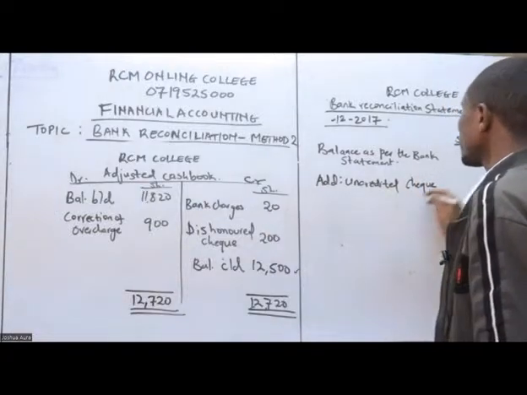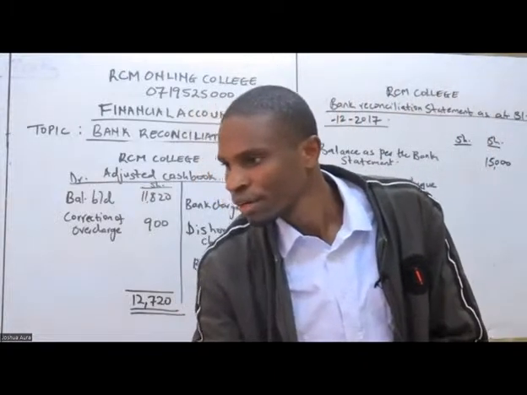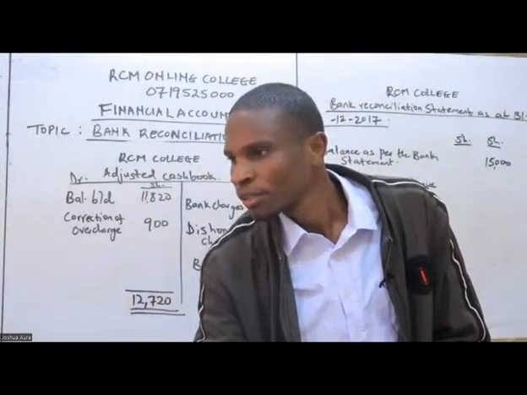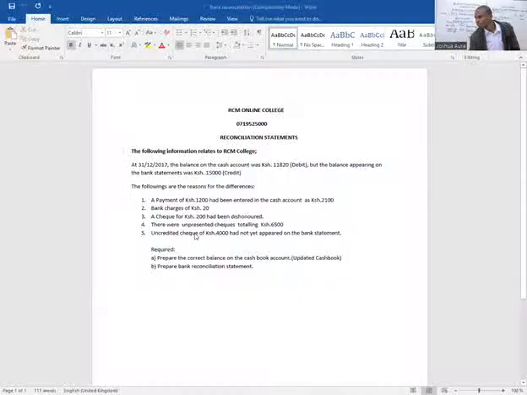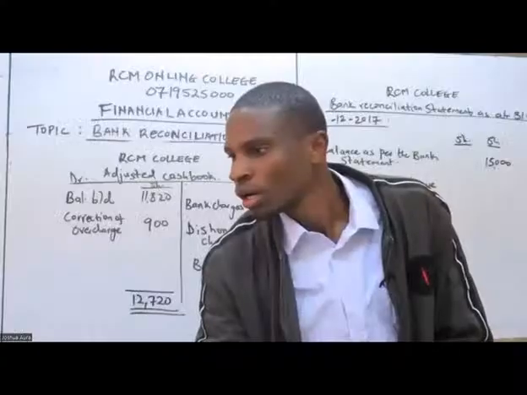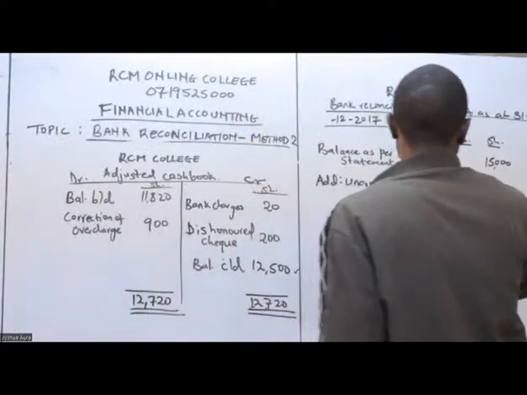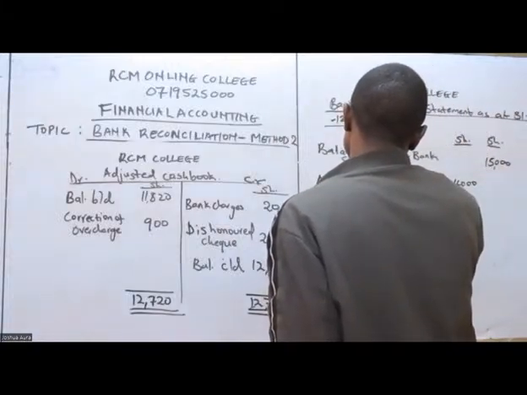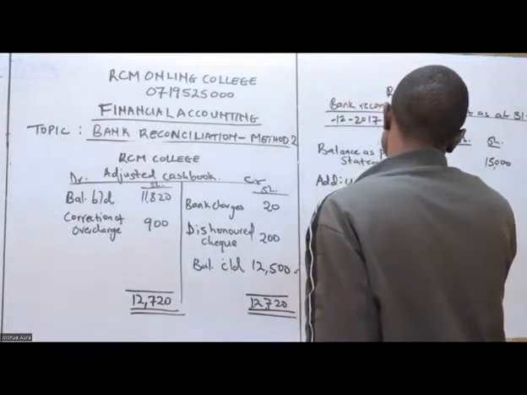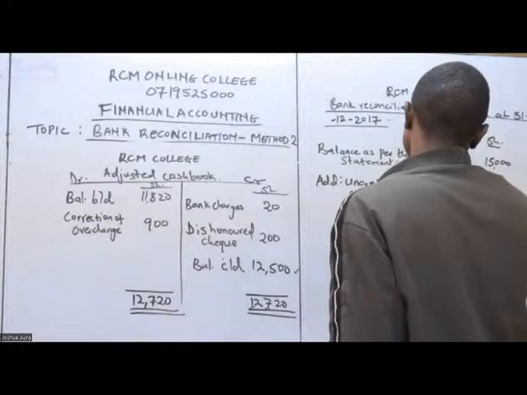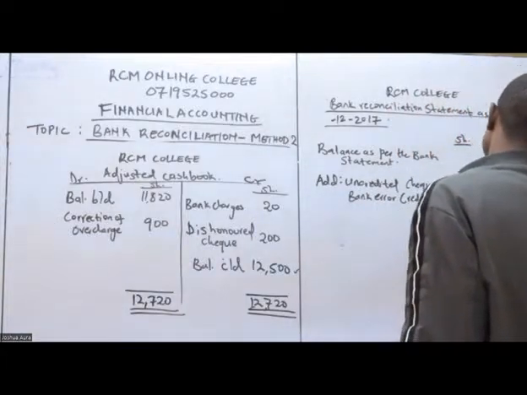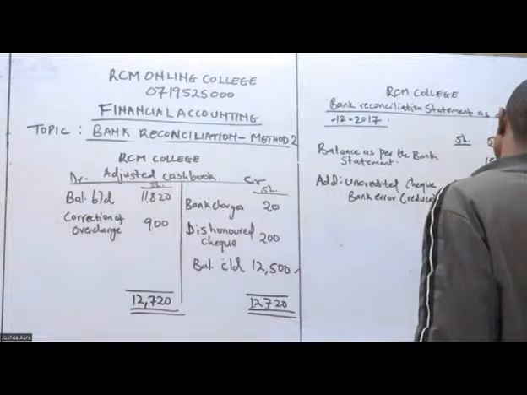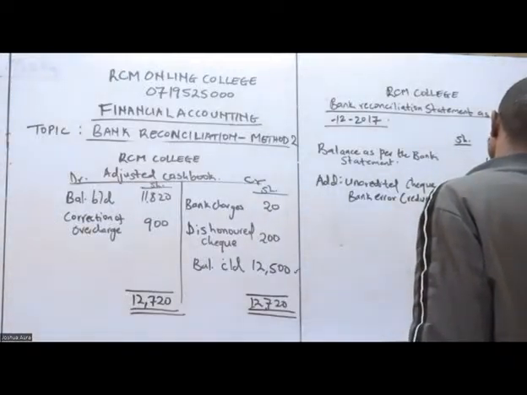You add uncredited checks. In this case, the uncredited check is 4,000, and then the other one is unpresented of 6,500. So uncredited, we are given 4,000. Do we have any bank error that reduces the bank balance? No. So we just add the 4,000. So for this, I'm getting 19,000.